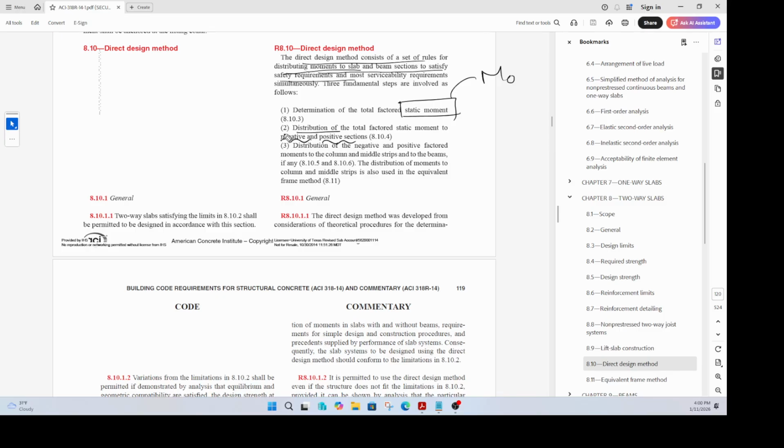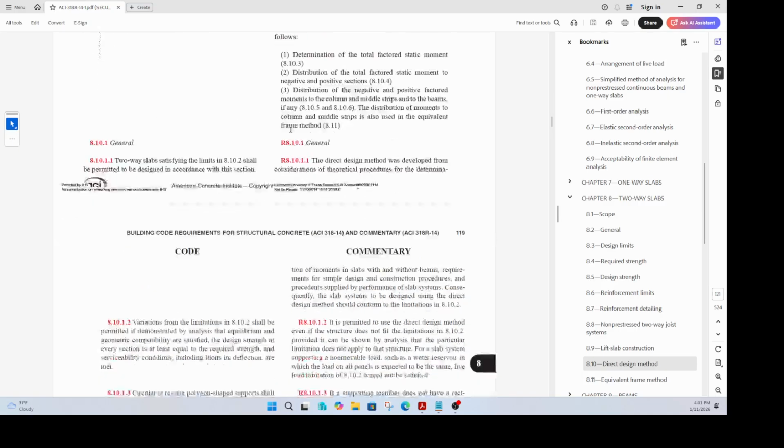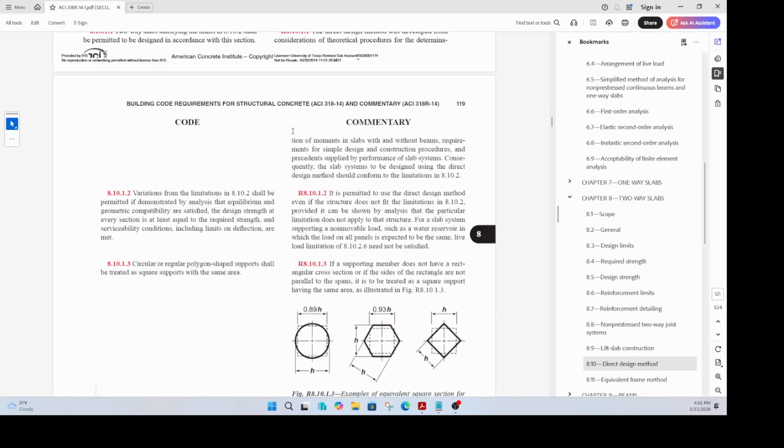After you distribute that, you distribute the negative and positive components further into the middle strip and column strips. Okay, once you have the moment on the column strip, then you can design the column strip or middle strip, and then calculate the reinforcement and all that.